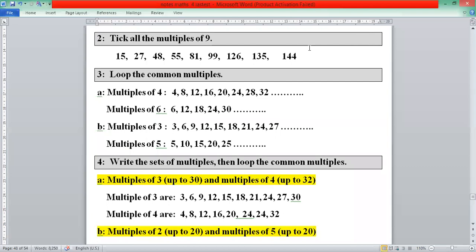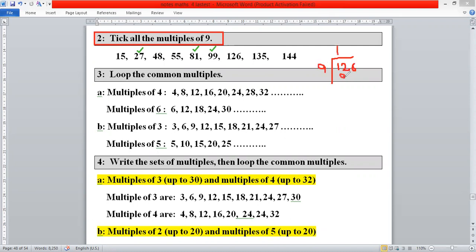In statement 2, take all the multiples of 9, count the table of 9. 9 ones are 9, 9 twos are 18, 9 threes are 27, and 9 nines are 81, 9 elevens are 99. Now you can divide all the numbers one by one. You can check by dividing each number. I'm going to check 126. Just divide by 9.